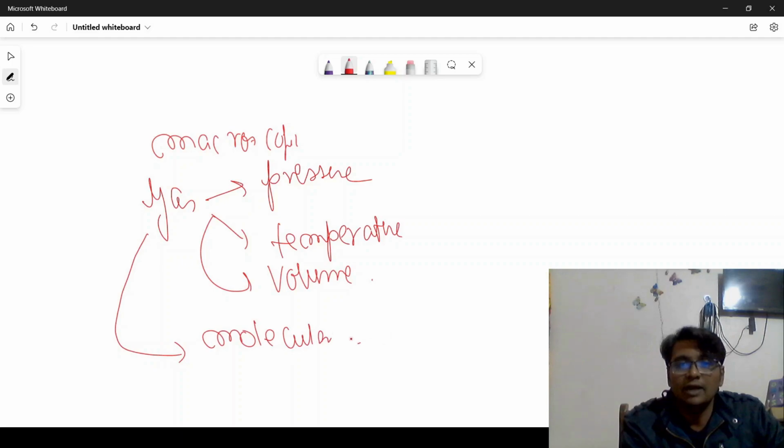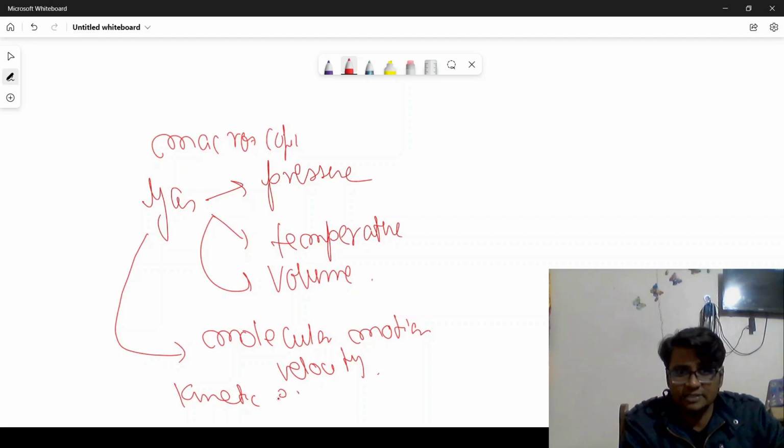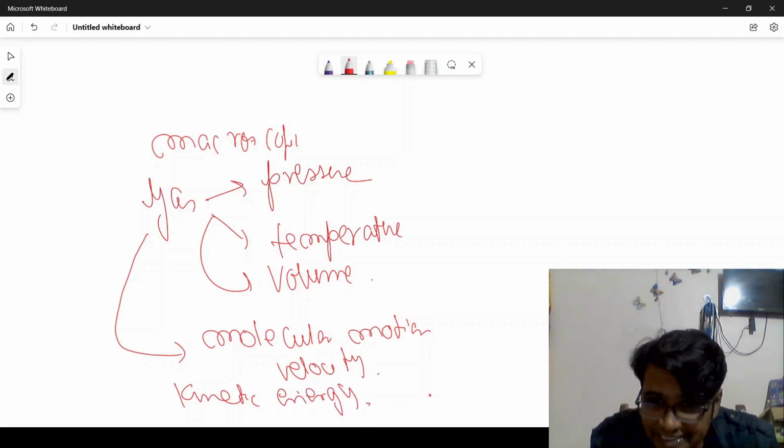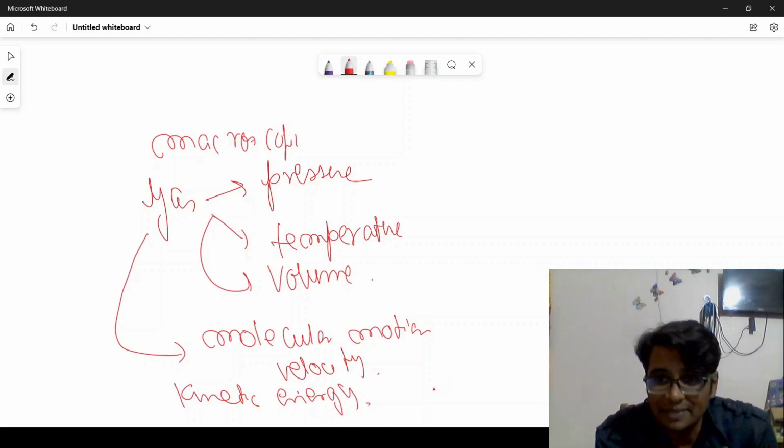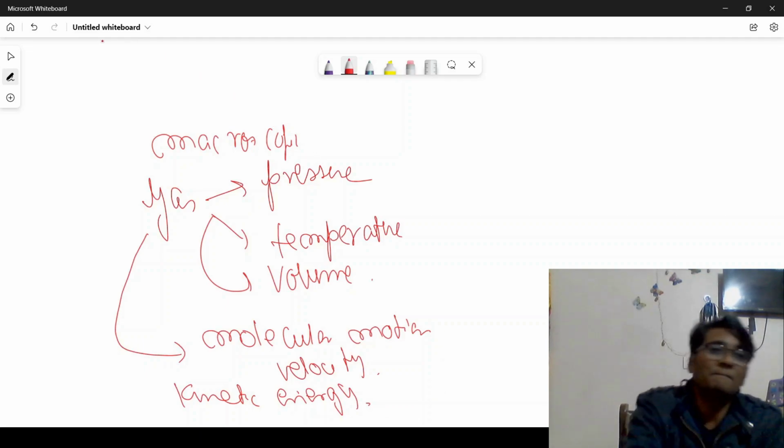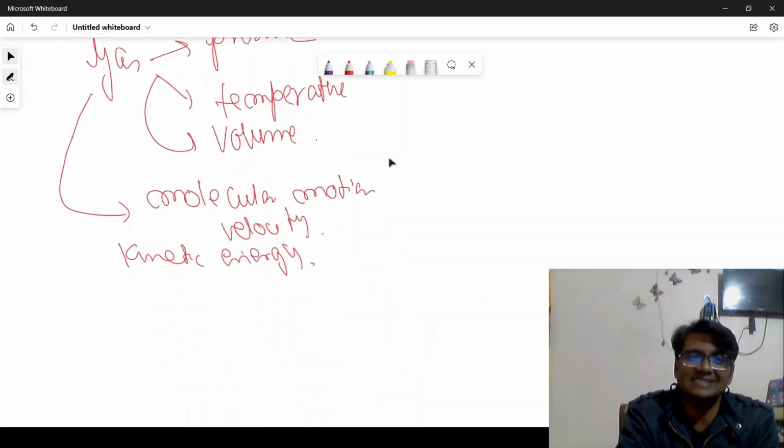The molecular motion, where is that measured? Molecular velocity. Now that velocity has come up, why don't we talk about the kinetic energy? Kinetic energy. So all these things are described by the microscopic properties of the gases. It is alright.